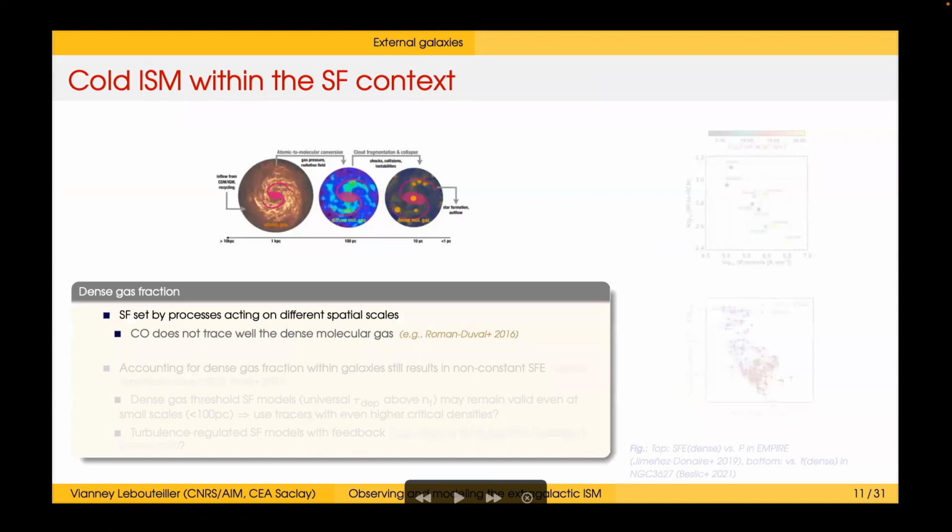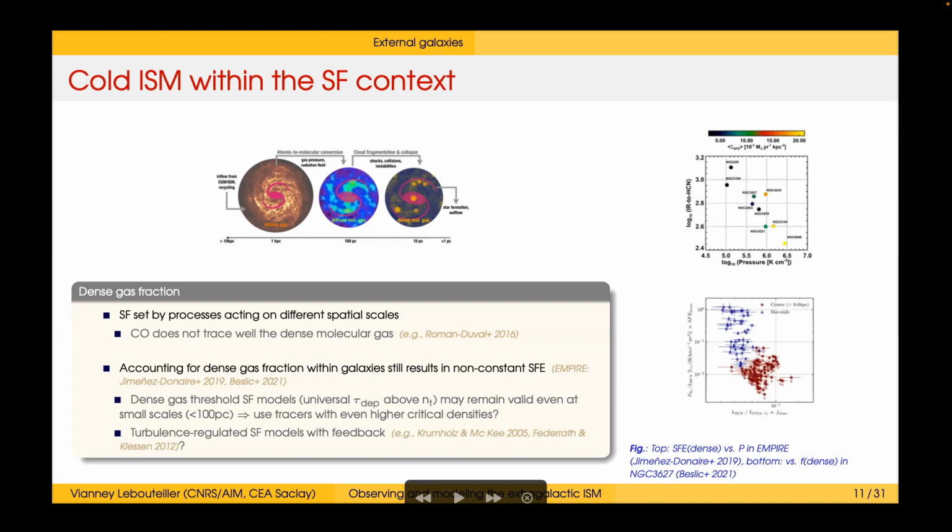If we talk about the cold ISM within the star formation context, I already showed that star formation is set by processes acting on different spatial scales. We know for a long time that CO doesn't trace the dense molecular gas, so we need to reach denser gas tracers. When we do, for instance, with things like HCN, this is IR over HCN, and this is H alpha over HCN. So it's a measure of the star formation efficiency, IR or H alpha being the star formation rate, and HCN the reservoir of dense molecular gas. The consensus is that the star formation efficiency in the dense phase decreases as a function of the interstellar pressure, or the dense gas fraction, or also the stellar surface density.